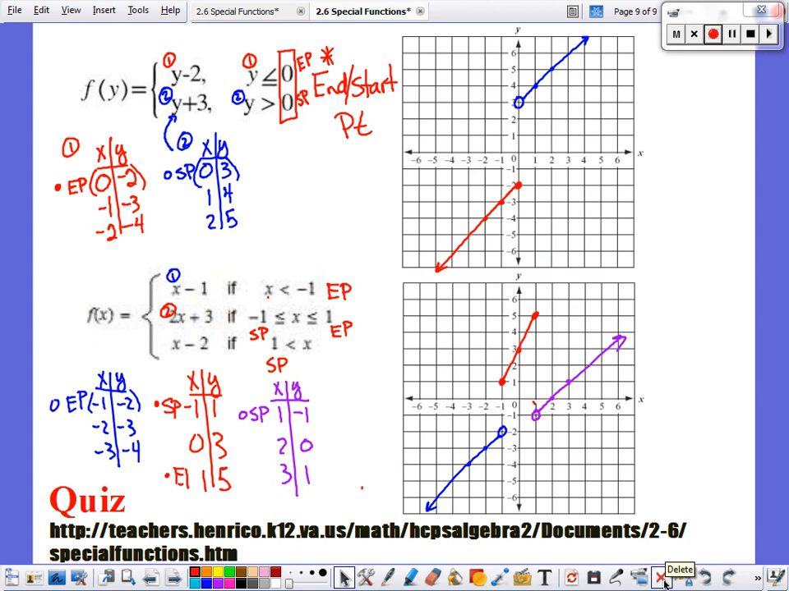Now at the very bottom there's a quiz here. We may do this in class, but if you have time to plug that in and give this some practice on identifying the different functions that we just took a look at.